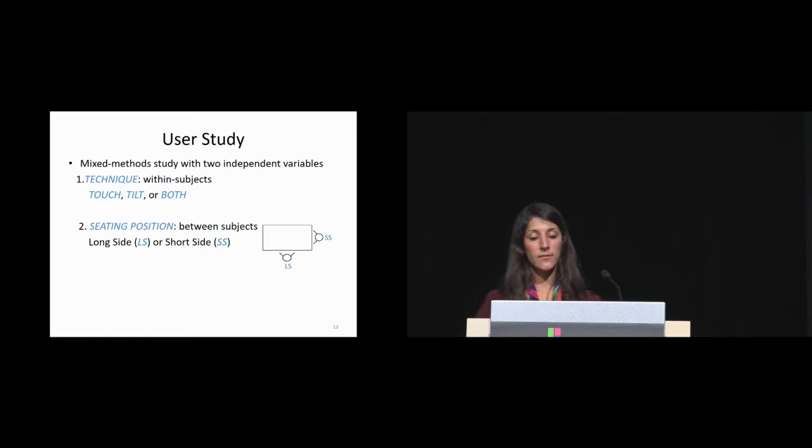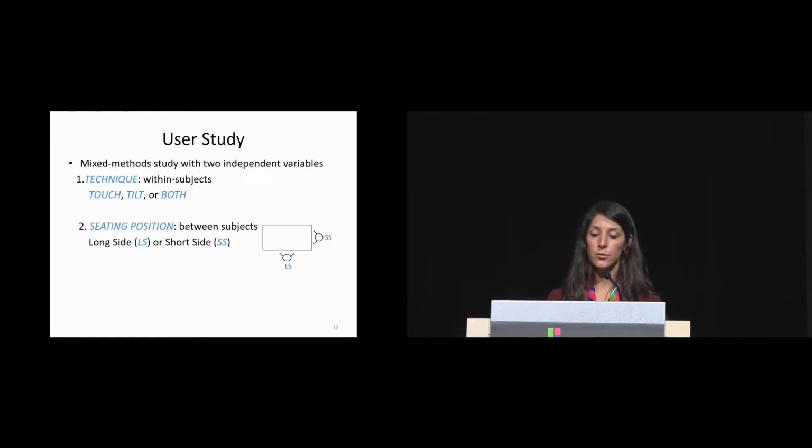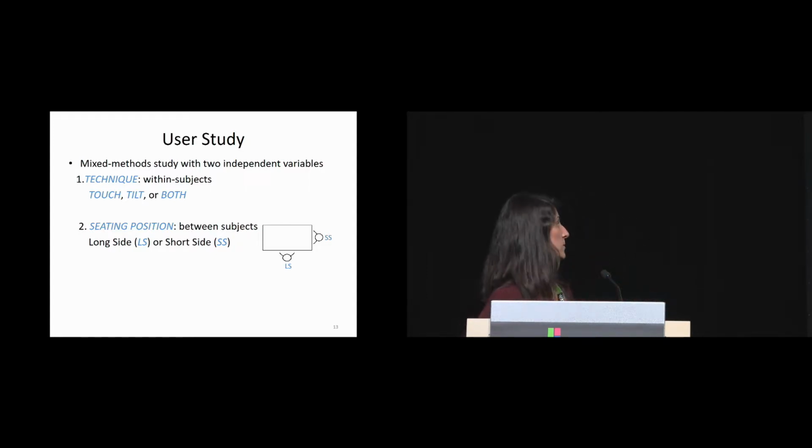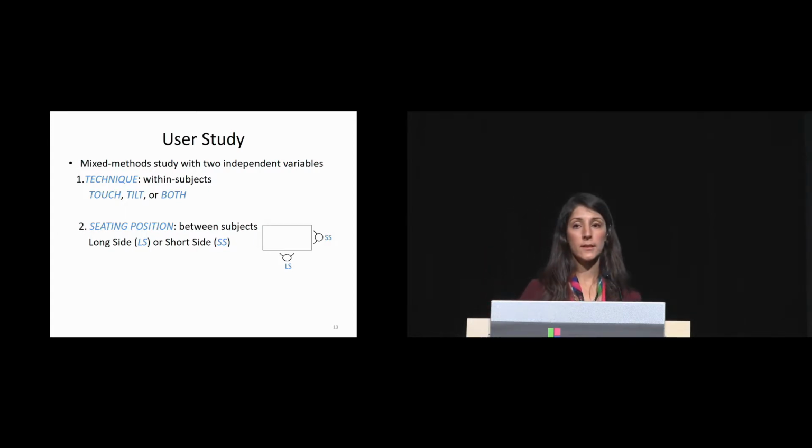So given the uncertainties that we had about the impact of touch and tilt on teamwork, we performed an empirical mixed methods study to explore the impact of the two techniques under different seating positions. We had two variables. Technique was a within subject. We provided touch only, tilt only, or both techniques. For seating position, we had people seated at the long side of the table or at the short side of the table, and this was a between subjects variable.